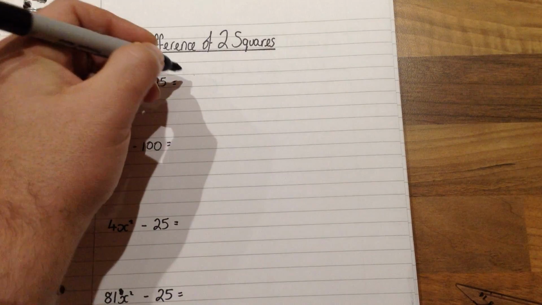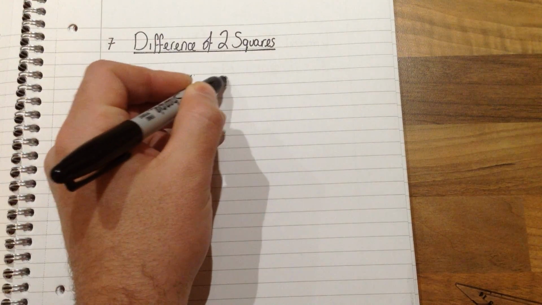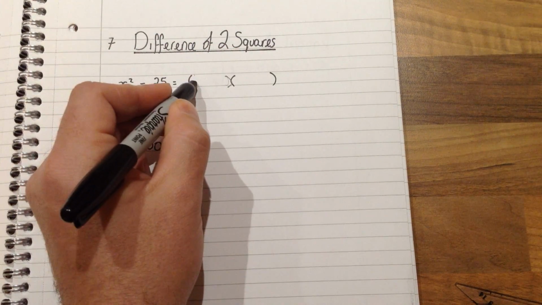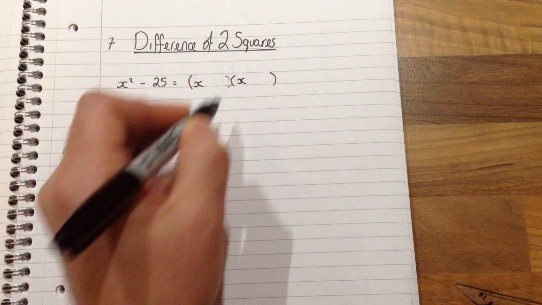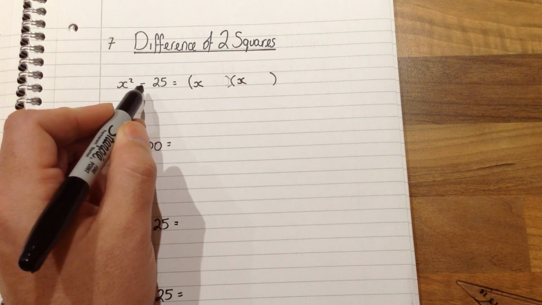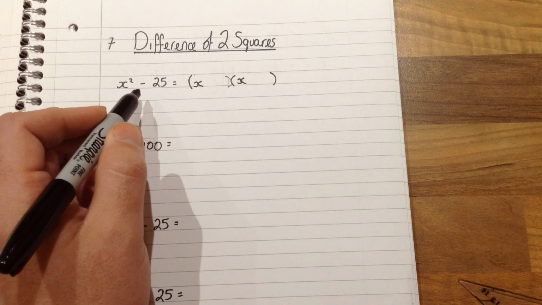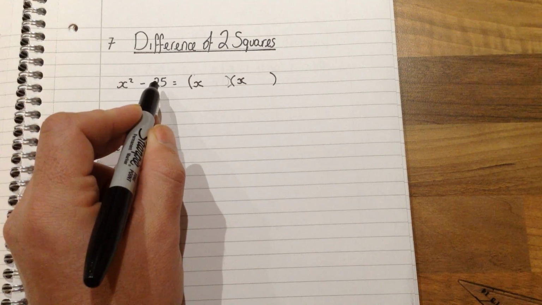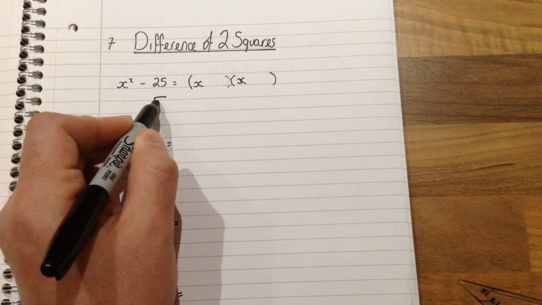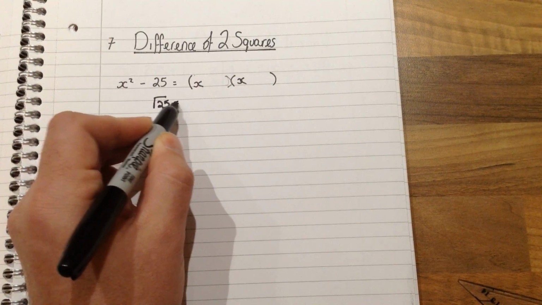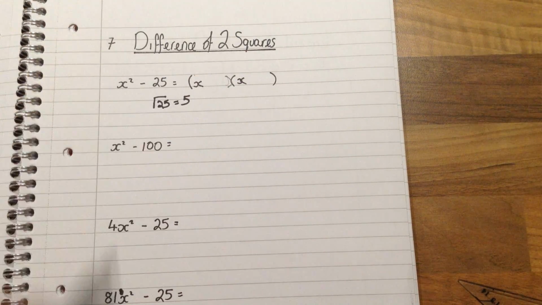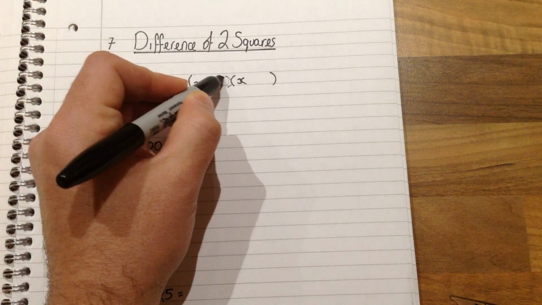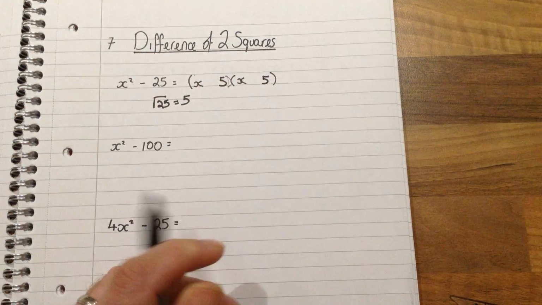Now what we do for this one, again, is still a double bracket, and still, because it's x squared, x in both, but this time we need to do something that means the x term in the middle just disappears. What we do is we take the square root of this number at the end. So here, the square root of 25 is 5. In other words, what number times by itself makes 25? Now that's 5. So what happens is we put 5 in both brackets.